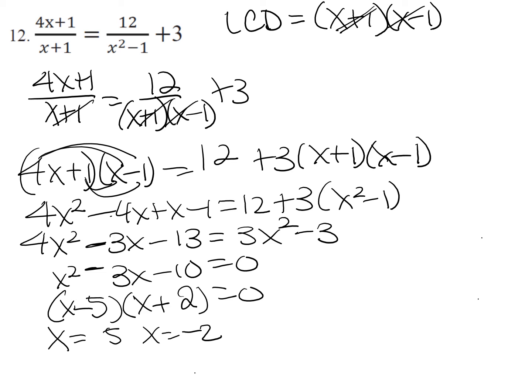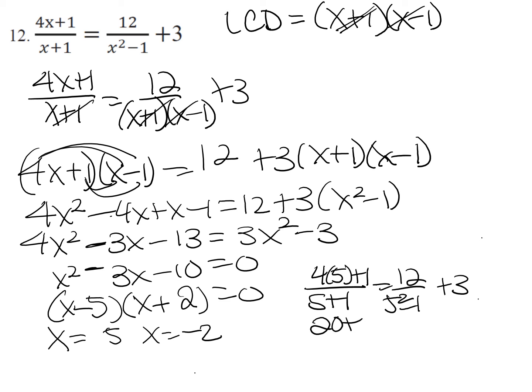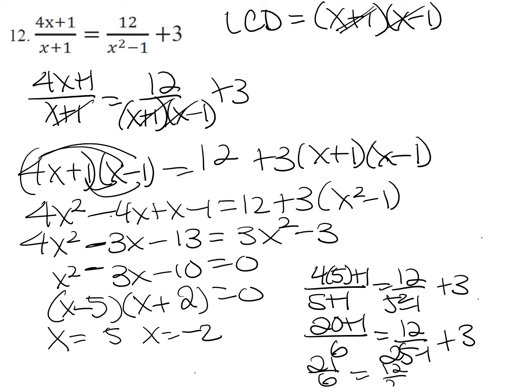Okay, so I'm going to plug in x = 5. So 4 times 5 plus 1 over 5 plus 1 equals 12 over 5 squared minus 1 plus 3. So that would be 20 plus 1 over 6. Is that equal to 12 over 25 minus 1 plus 3? Okay, so 20 plus 1 would be 21 over 6. And we know that that's 12 over 24 plus 3.